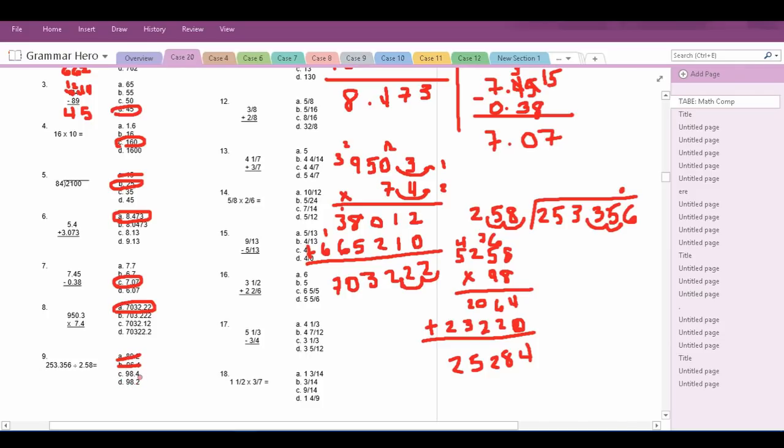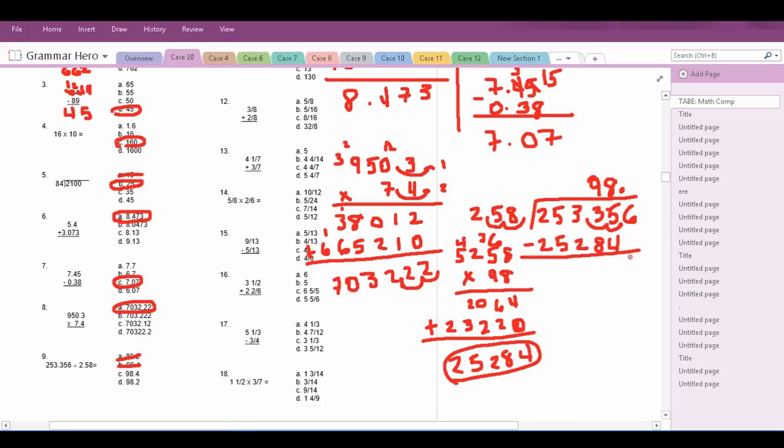Now we just have to decide which decimal place we're going to use, and let me show you how to do that. So this is the number we get when we multiply 258 times 98. We basically said, how many times does 258 go into 25,335, and we said that was 98. So we're still working on this side of the decimal. And we said that the number when we multiply 258 times 98 is 25,284. Okay? And let's go ahead and subtract that.